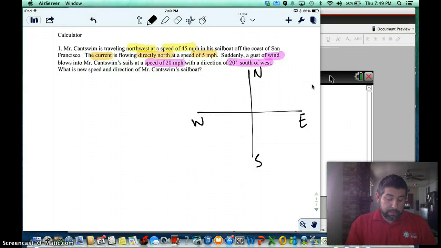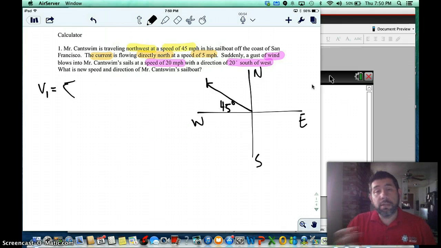So what I'm going to do here is put vector 1. Vector 1 is going to be northwest, which is going to be here. And that's 45 degrees, because we know that if it goes northwest, then it's automatically 45 degrees, and it's 45 miles per hour, mph.